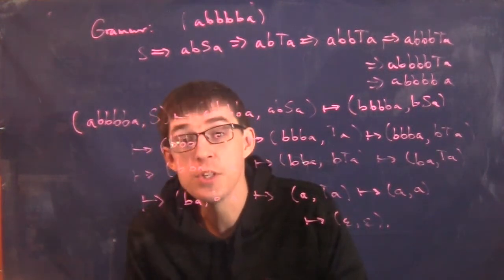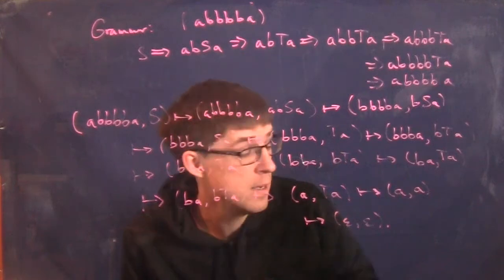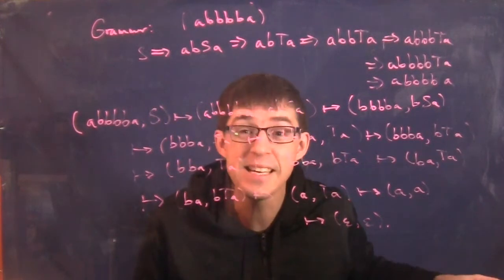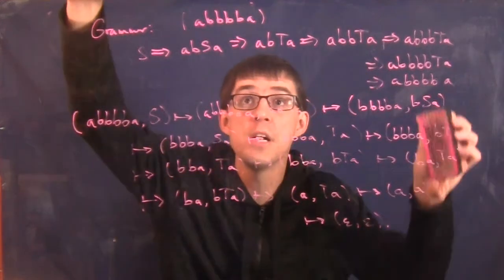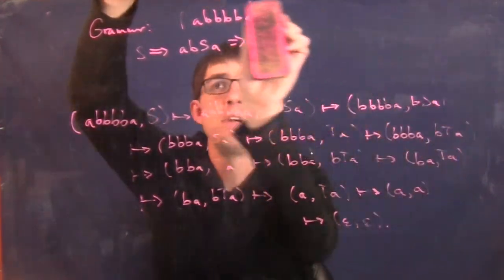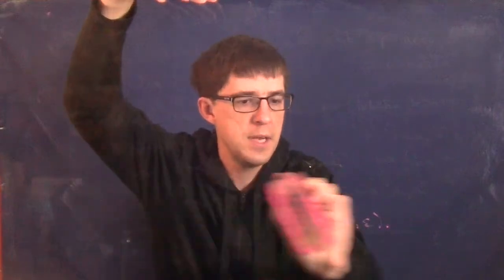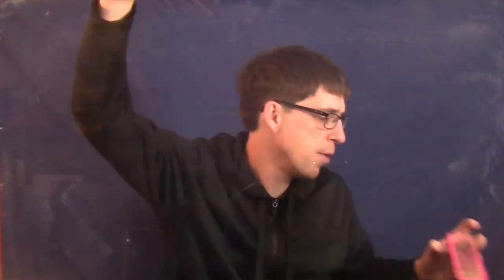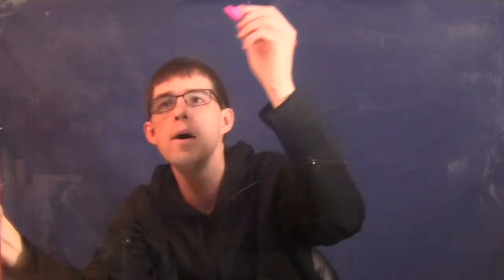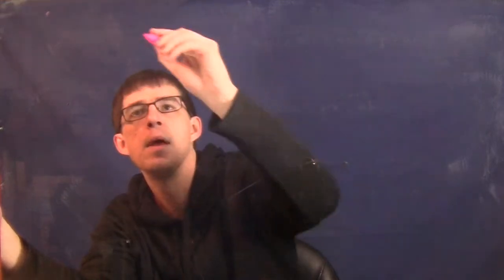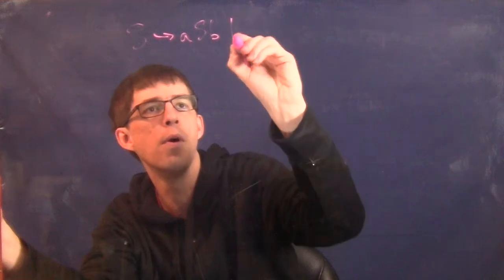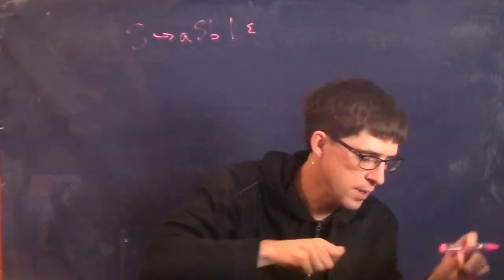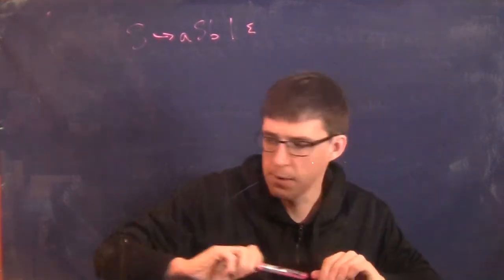This procedure works in general for any context-free grammar. It needs to be context-free, but it does work in general for any context-free grammar. Here's just another quick example, translating the grammar into the machine. How about one of our favorites? How about S goes to A, S, B, or epsilon? Remember, this is the grammar for the language A to the N, B to the N.